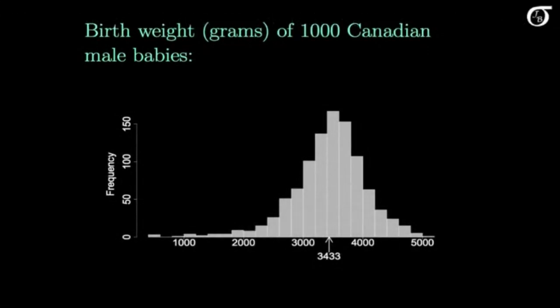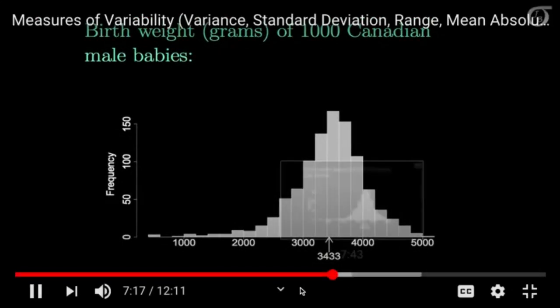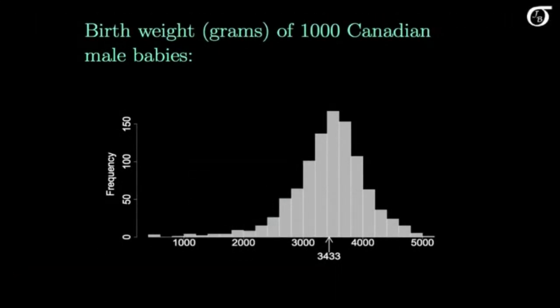Here's a histogram representing the birth weights of 1,000 randomly selected Canadian boys. I've drawn in the mean at 3,433 grams. We cannot determine the precise value of the mean or any of the other values I'm about to give just from the histogram, but I went back to the original raw data and calculated a few important quantities. The hope is that we get a bit of a feel for what these quantities mean in a distribution of values, and perhaps through time we can learn to roughly estimate these values from a histogram.